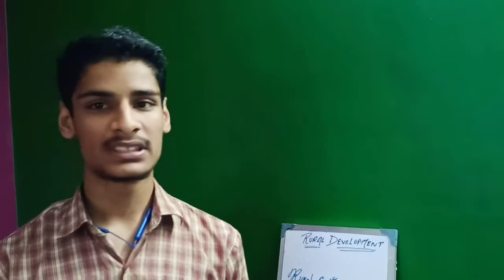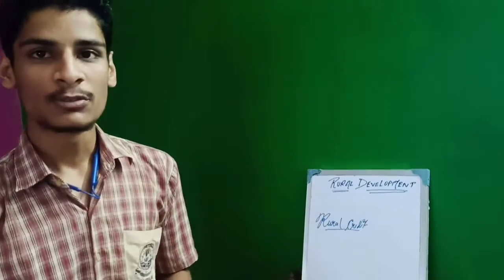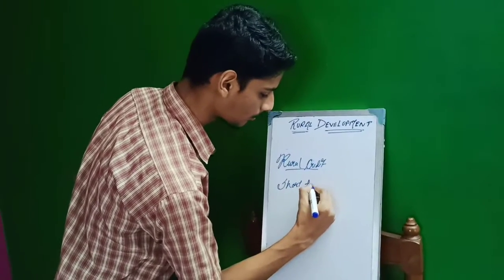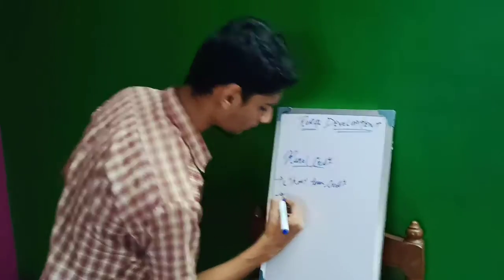Credit needs of the typical Indian families are broadly classified into three categories. Number 1, short-term credit. Number 2, medium-term credit. Number 3, long-term credit. Now let's start with what is short-term credit. Short-term credit is basically required for the purchase of inputs like seeds, fertilizer, pesticides, and insecticide, besides making payments of electricity bill.